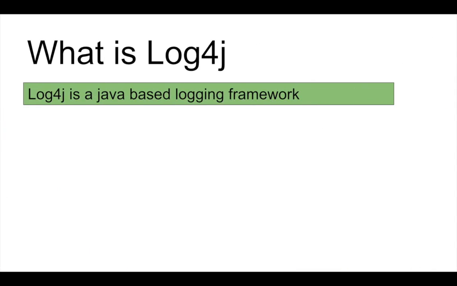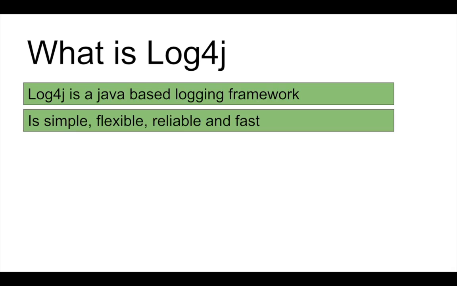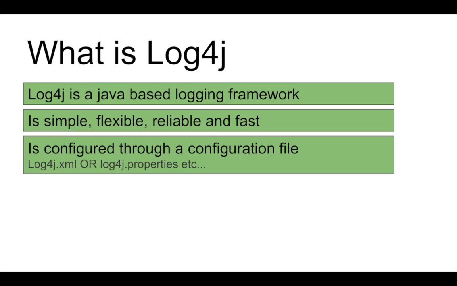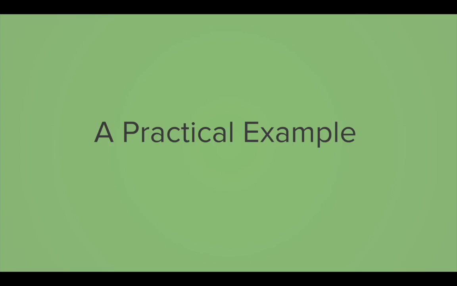Log4j is a Java based logging framework. So this is written in Java and used to log information, and it is a very simple, flexible, reliable and fast logging framework. And we configure Log4j through configuration files, which can be an XML file, properties file, and it can also be a YAML file and JSON file and so on. We will look into it in more details.